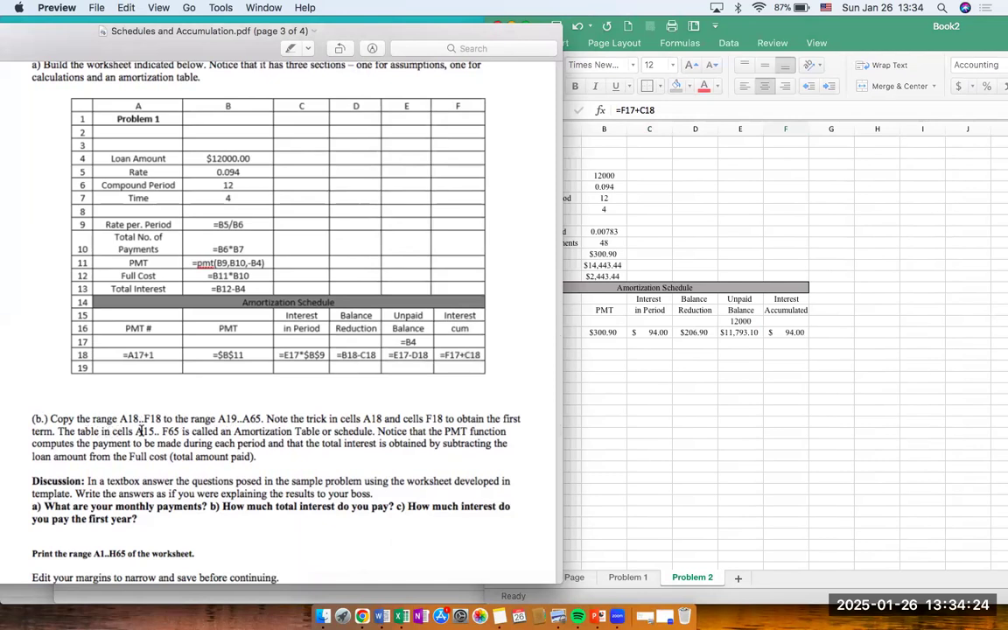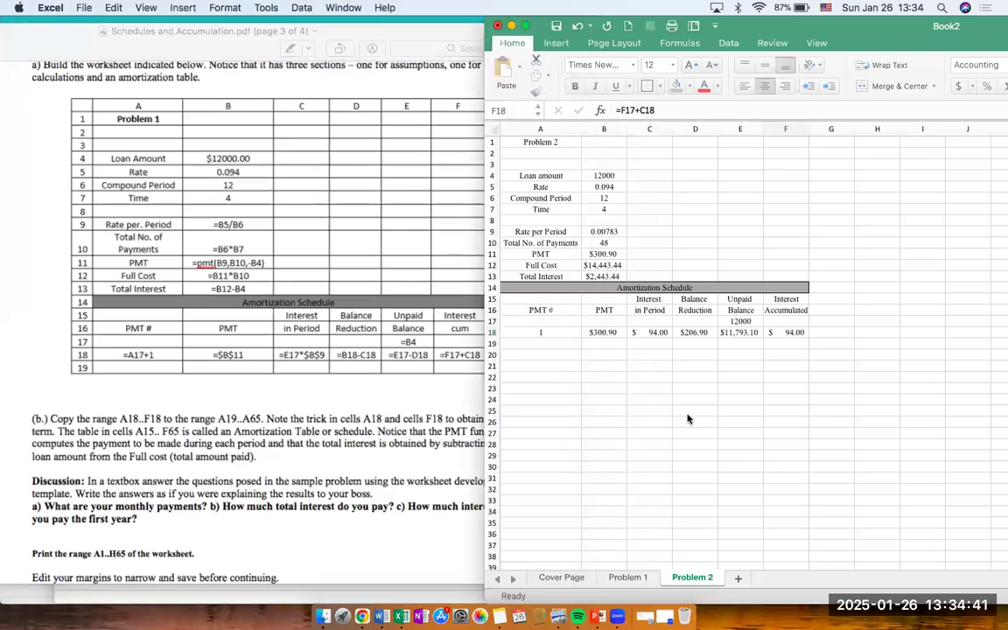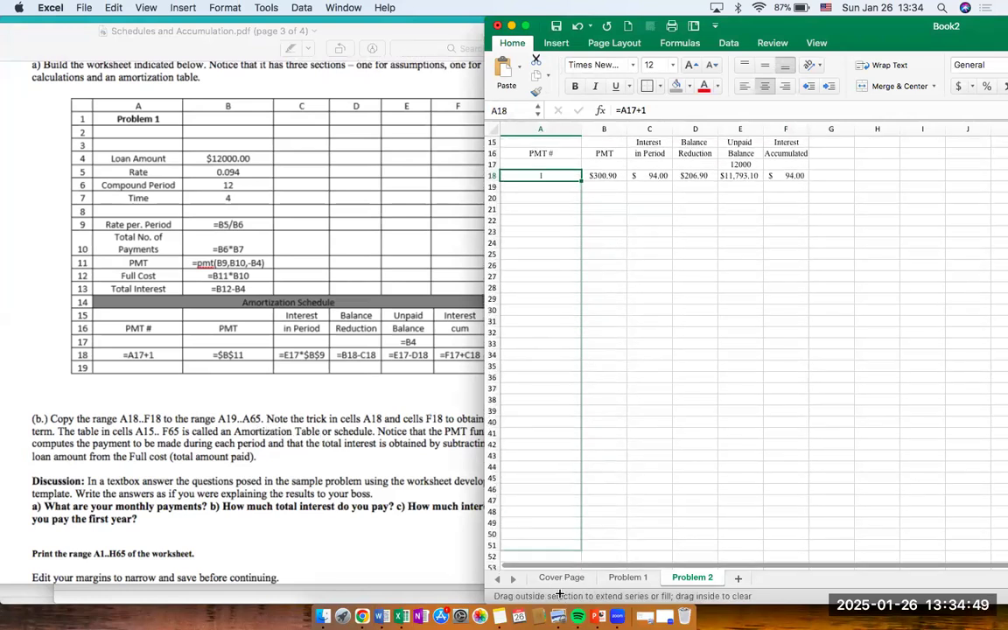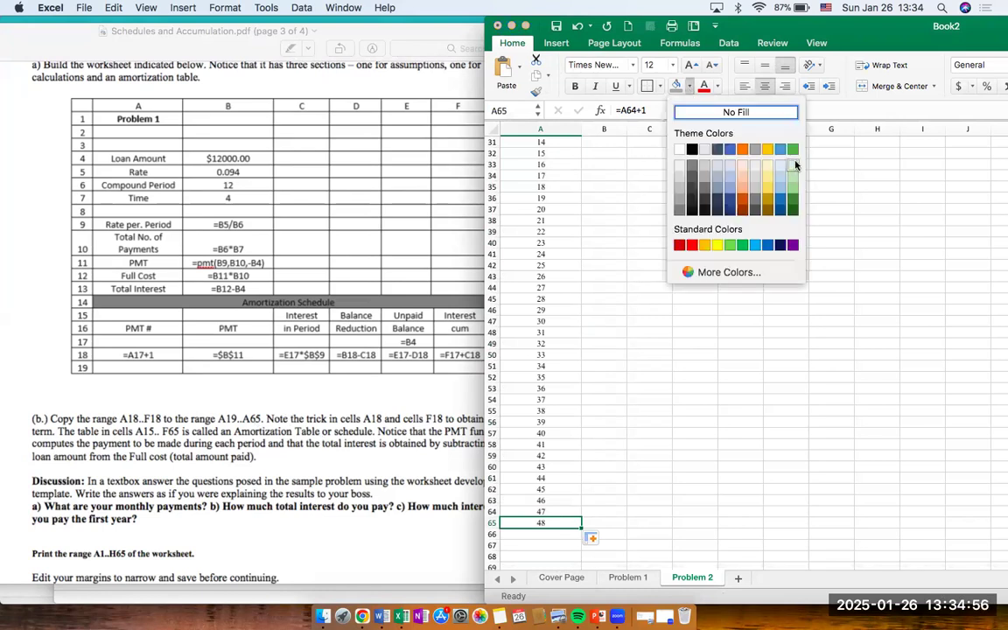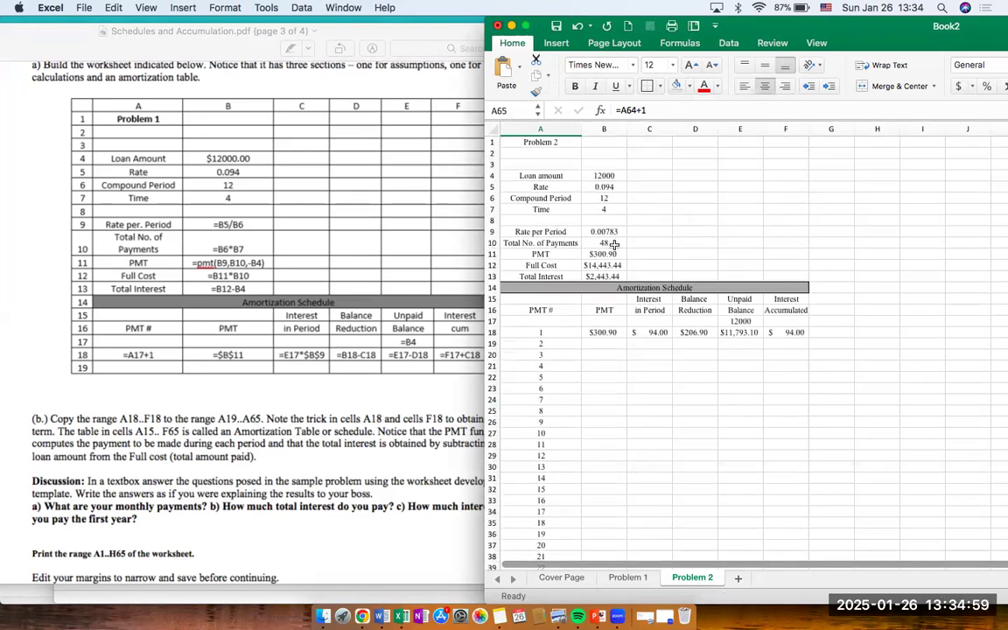And it says the table in cell A15 to F65, which I'm going to show you here, is called the amortization table or schedule. Notice that your payment function computes the payments to be made during each period and that the total interest is obtained by subtracting the loan amount from the full cost. So let's go ahead and bring this down all the way to A65. And you'll notice A65, once we get there, is 48. This is the same number as the total number of payments that we are making in full.